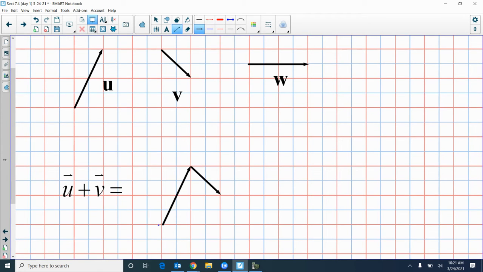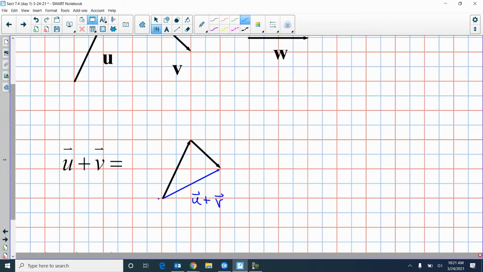So my answer, U plus V, will be this vector right there. Okay, so that is vector U plus vector V. All right, first question here: is U plus V equal to V plus U?